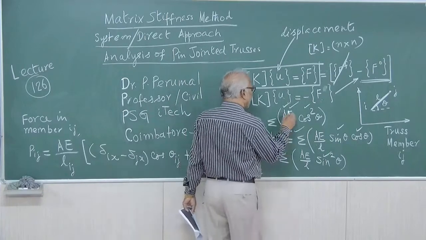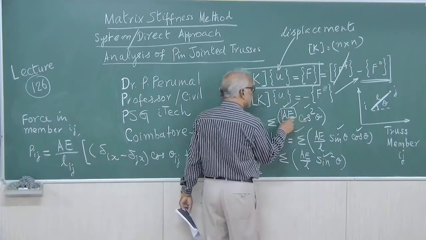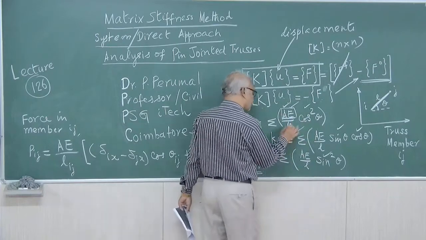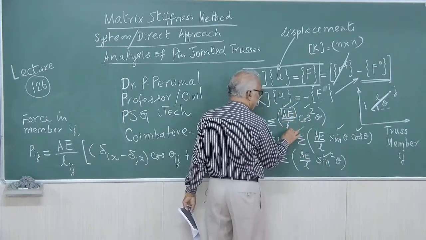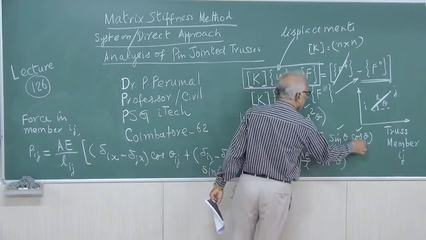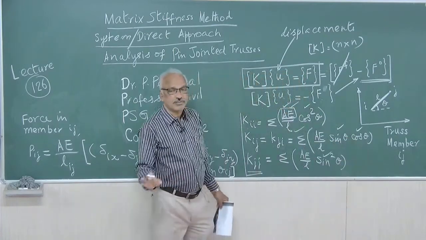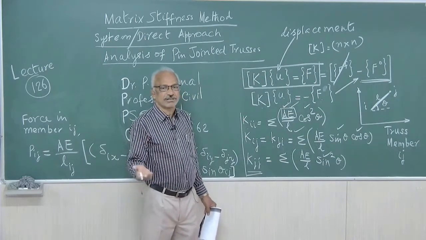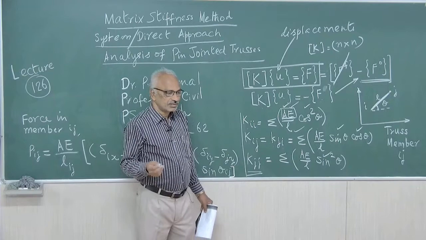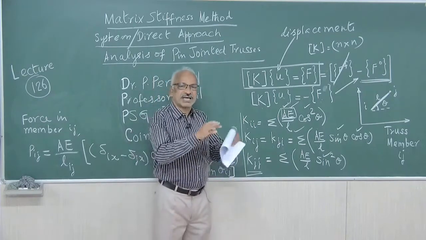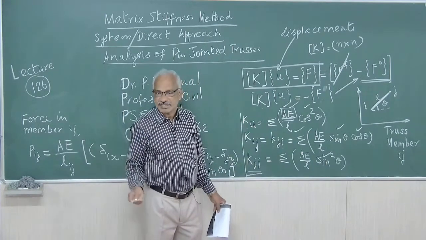So if A and E are same, this need not have a separate column. If L is different, you have a column for L. Cos theta, cos square theta, sin square theta, sin theta cos theta: for all these things, we want separate columns in the tabular form. So if this is known, then the tabulation or doing the calculation will not be difficult.